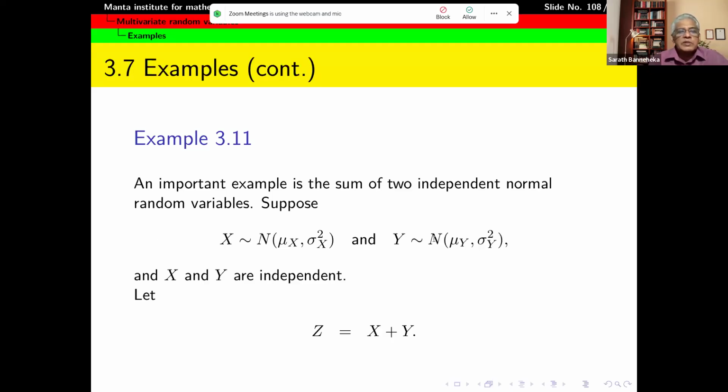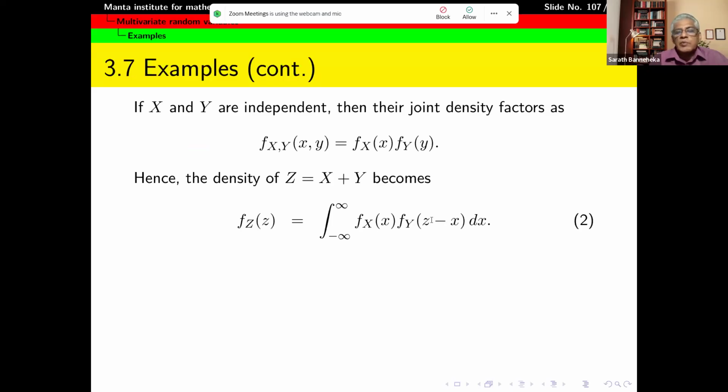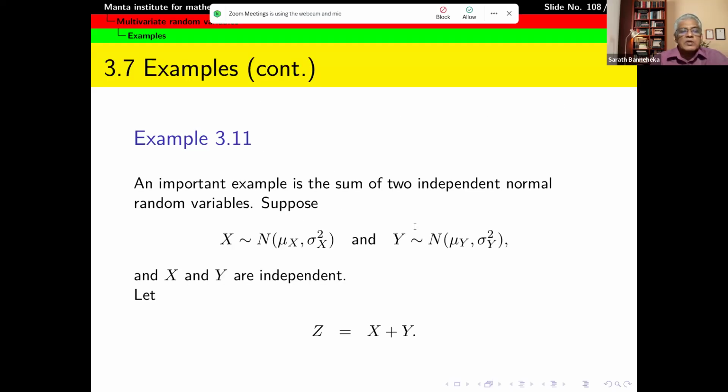But now I am going to get the same result using this convolution formula. Suppose x and y are independent, right? So we are going to get the distribution of x plus y using this convolution formula. We can apply this one because x and y are independent. Right. So let's take z to be x plus y. The question is, what is the distribution of z?